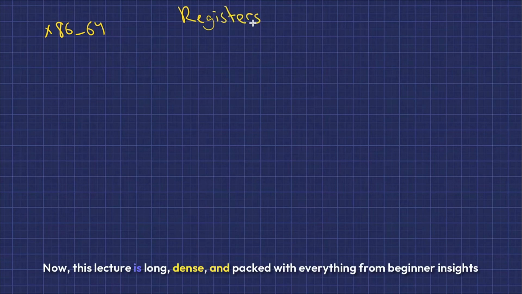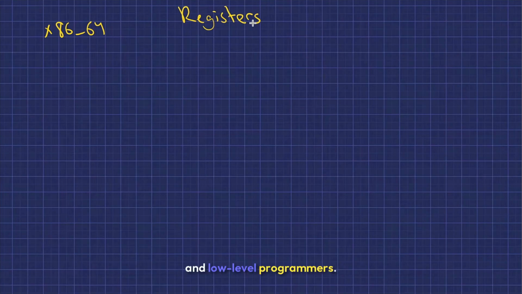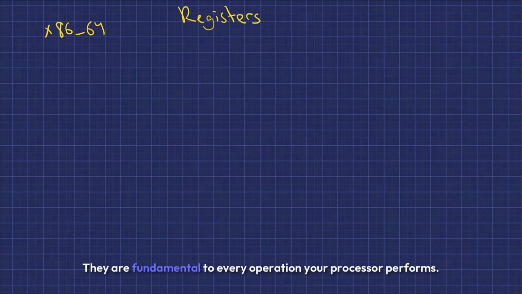Now this lecture is long, dense, and packed with everything from beginner insights to detailed breakdowns meant for future reverse engineers and low-level programmers. So you may ask, what are the registers? At the lowest level of computing, a register is a tiny, lightning-fast piece of memory inside the CPU itself. Registers temporarily store data that's being actively used or manipulated by the CPU. They are fundamental to every operation your processor performs.